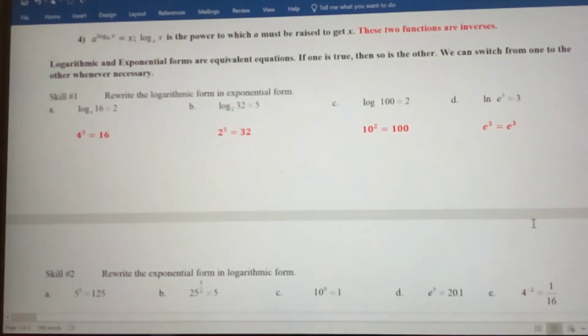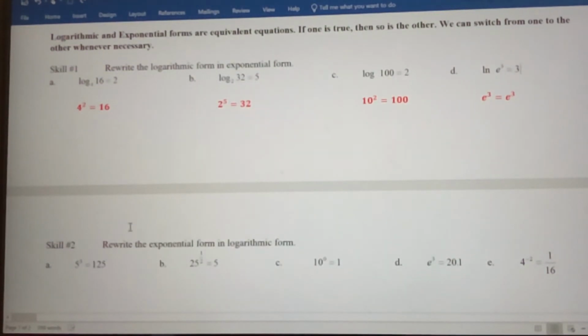We're going to do one more set here. Skill 2, where we're going to rewrite these exponential forms into logarithmic forms. So pause the video here and give these 5 a try, and then come back and check your work.